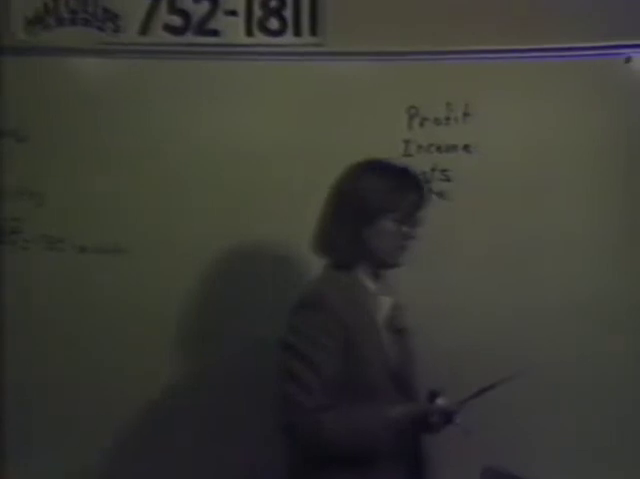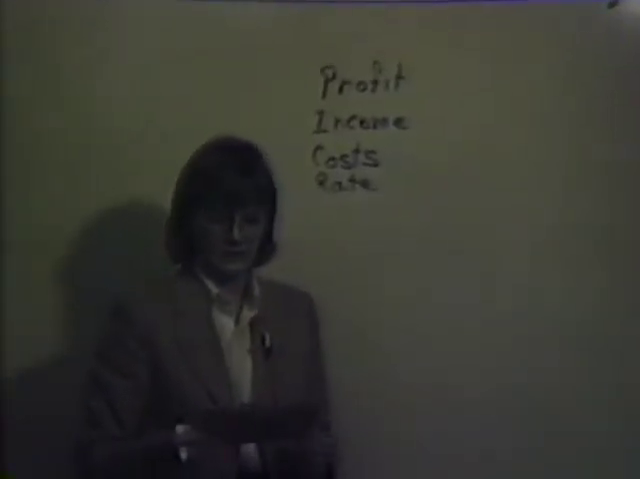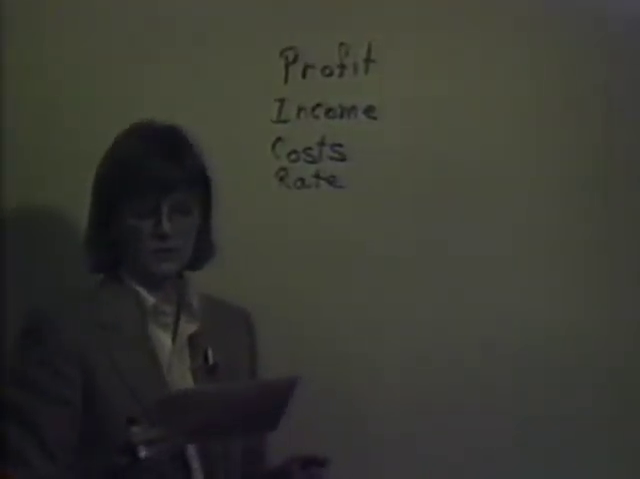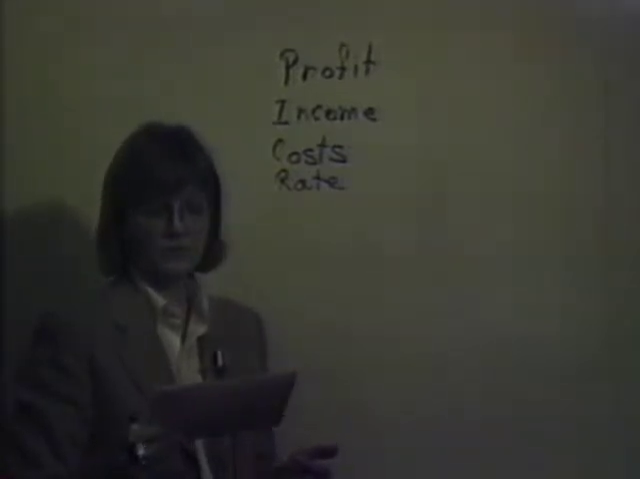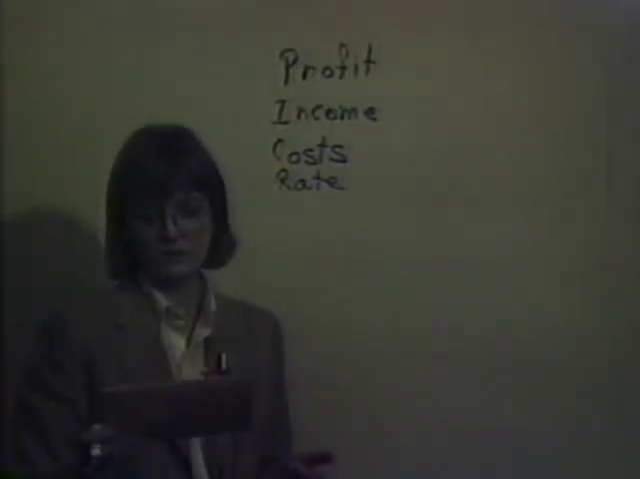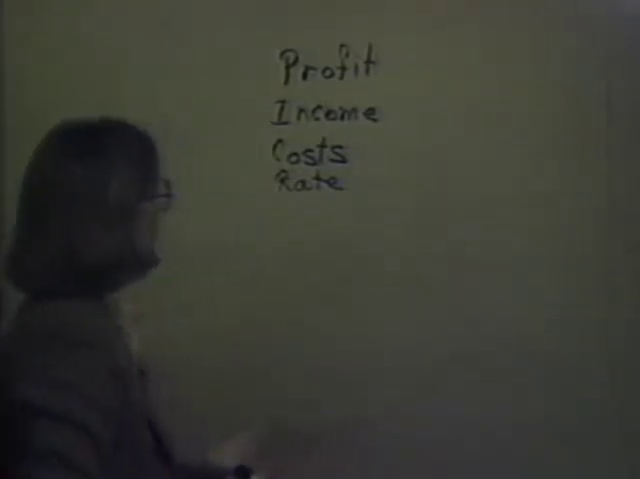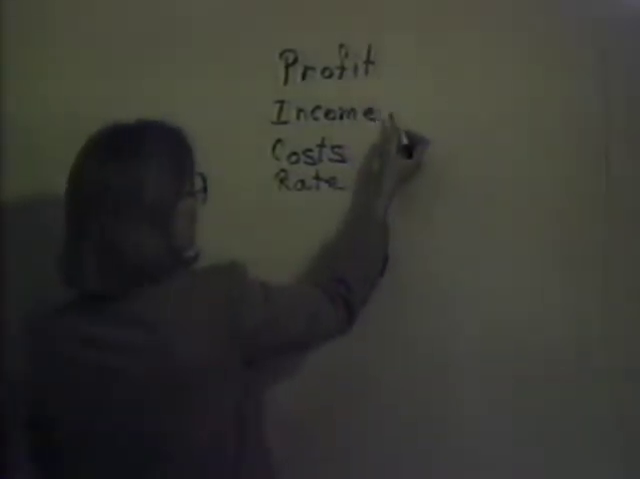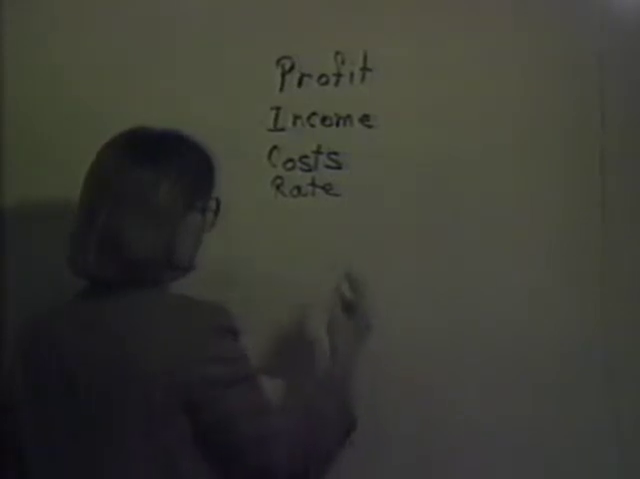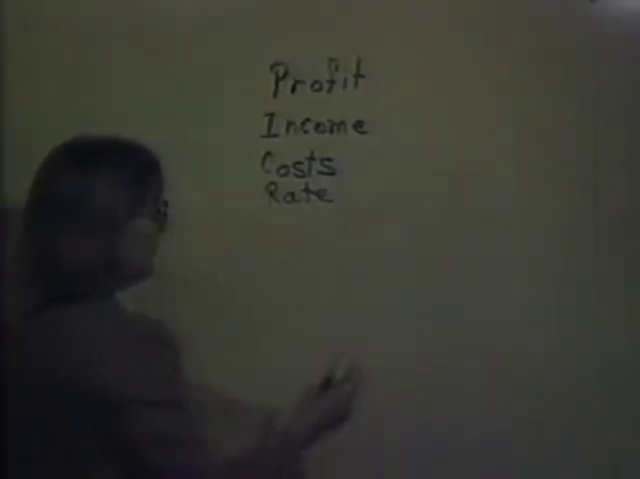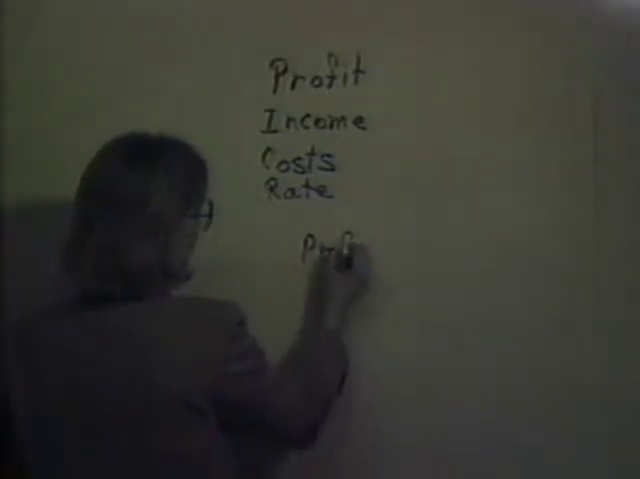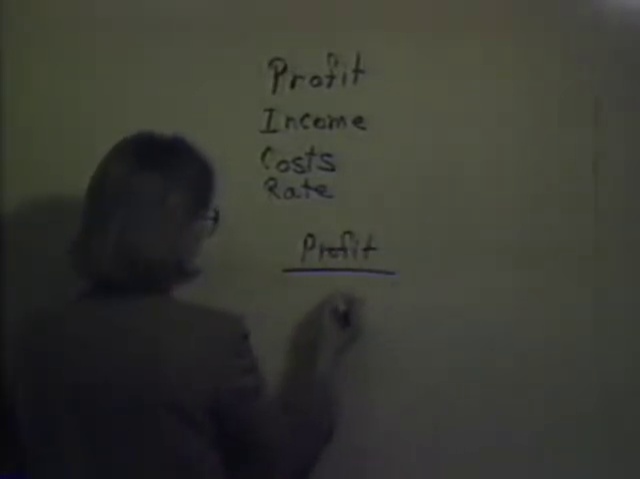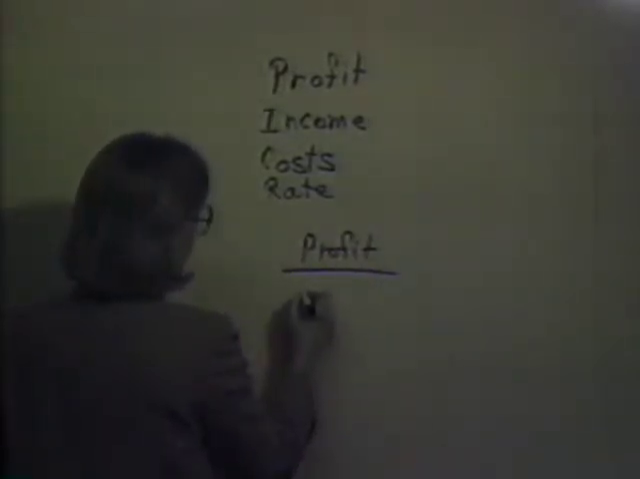I'm going to do a problem concerning profit. And the problem is, how much profit did the last Roundup Cafe make if it made a profit of 14% on sales of $4,200? Now we have to deal with profit, income, and costs, and the rate. We have a little formula that we can substitute in. When we have profit over, as a ratio, over the total income.